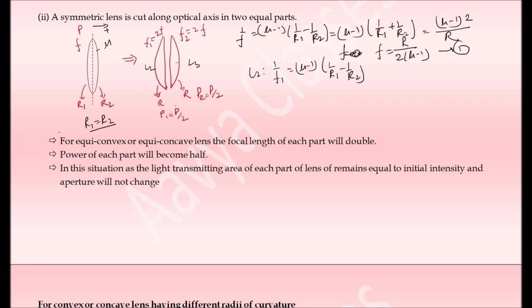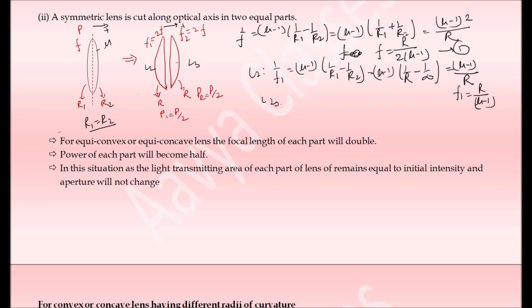R1 is equal to R, and it will come with a positive sign as this direction is positive, and here R2 is equal to infinity. The radius of curvature of second surface will be infinity. So from there we get (mu minus 1)(1 by R minus 1 by infinity), and we get (mu minus 1) by R. So f1 is equal to R by (mu minus 1).